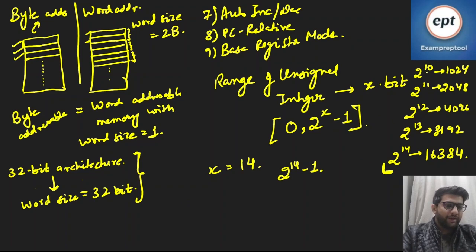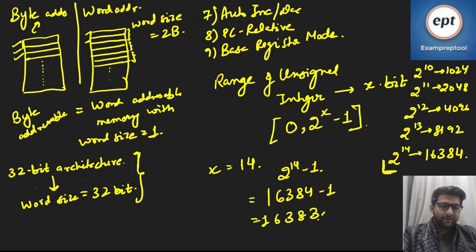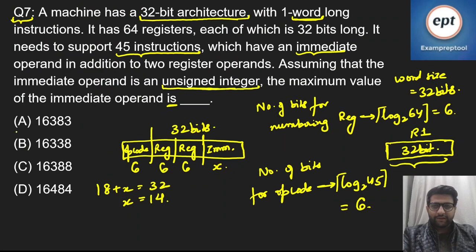You should also remember the values till 2 power 9, right? So at least remember powers from 2 power 1 to 2 power 14 to save some time in the GATE exam. So here, if you use this value of 2 power 14, that will be 16384 minus 1, that is 16383. Right, so the answer will be option A, right?